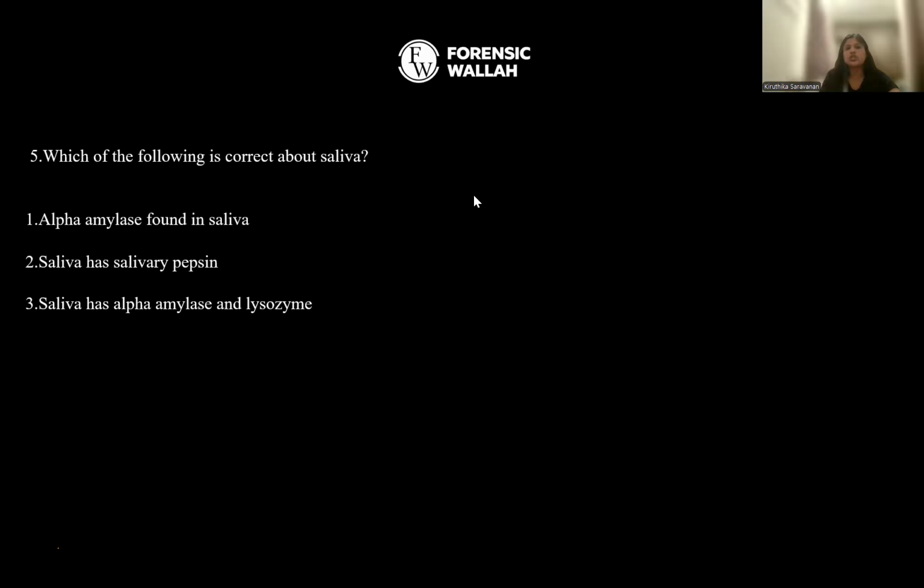And the last is: which of the following is correct about saliva? Saliva has salivary amylase, alpha amylase, and lysozyme. Lysozyme has antibacterial properties. It is also present in your eye tears. Any kind of microorganism which tries to enter your body through food, lysozyme basically fights against it.